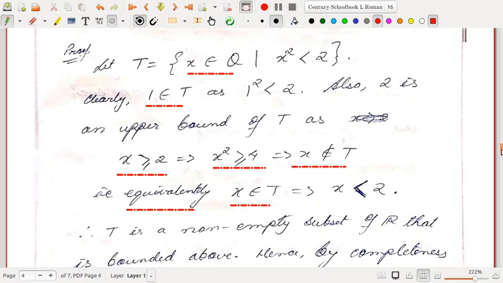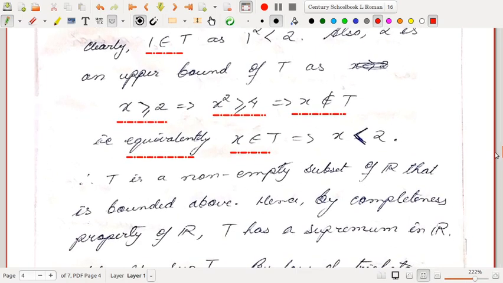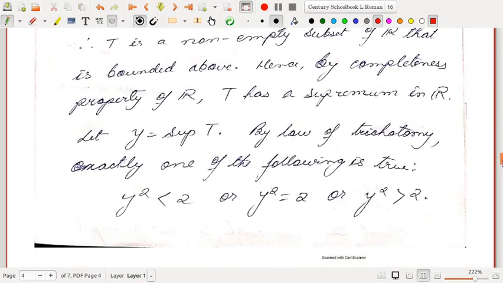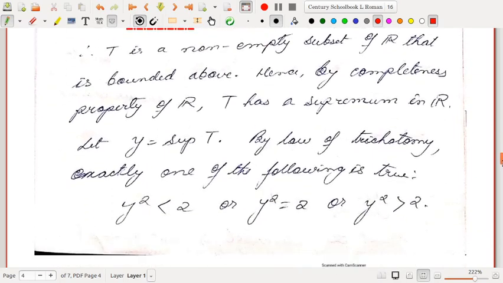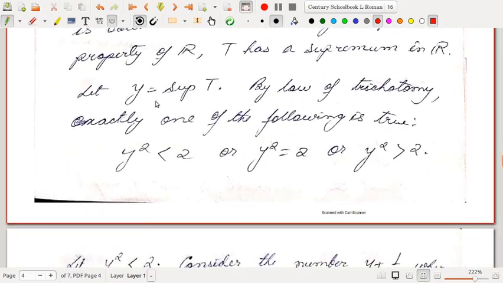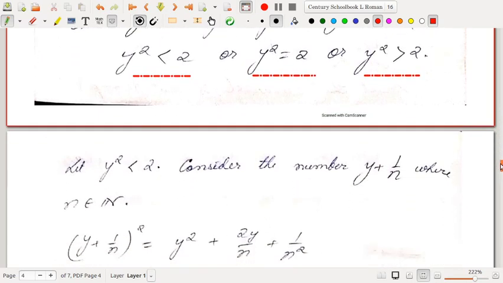That means every element of T is strictly less than 2. That is, T is a non-empty subset of R that is bounded above. So 2 is an upper bound. By the completeness property of R, T has a supremum in R. Let y be the supremum of T. Now by the law of trichotomy, exactly one of the following is true: either y squared is strictly less than 2, or y squared is equal to 2, or y squared is greater than 2. Let us consider the cases one by one.